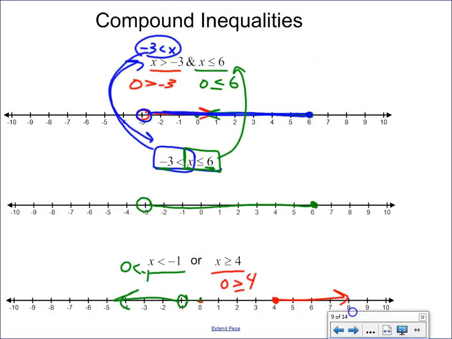So I've got two possibilities. Either it's below negative 1 or greater than or equal to 4. So these or inequalities, it can be one or the other. Whereas the and inequality, compound inequality, has got to meet both criteria. It's going to be between values. Whereas these ones will be beyond 2 points.